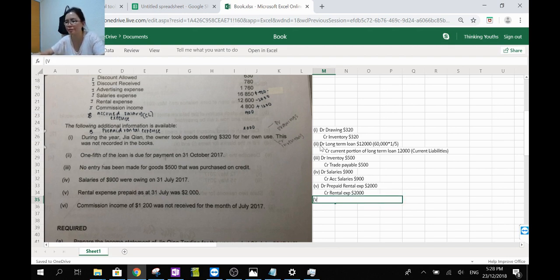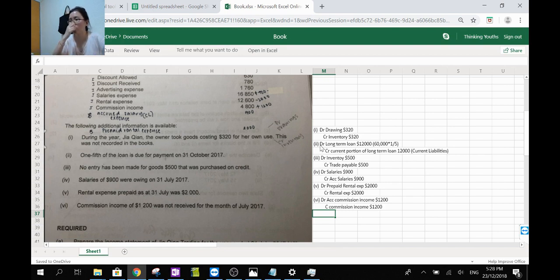Next one, commission income was not received. The commission is earned for this accounting period but was not received. So what we need to do is increase the commission income. So you debit accrued commission income 1,200 and you credit commission income 1,200. Okay, so we are done with the double entries for this question.